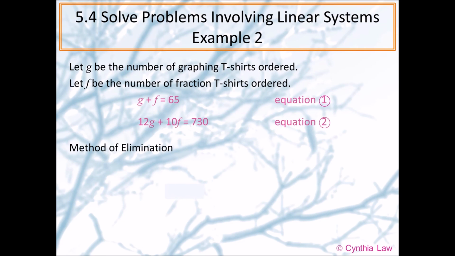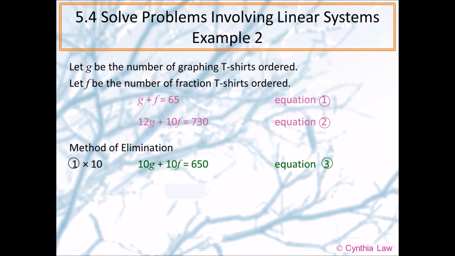Now, let's look at how to do the same thing using the method of elimination. So we still have equation 1 and equation 2. They look exactly the same as before. First, I am going to multiply my equation 1 by 10. So I have 10G plus 10F equals 650.